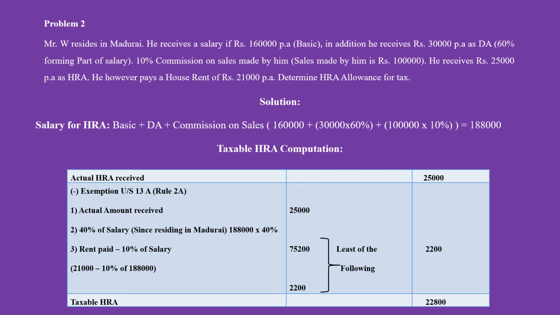The third condition given is rent paid minus 10% of salary. What is the rent paid? 21,000 per annum minus 10% of 1,88,000. That will be 18,800. So 21,000 minus 18,800 is 2,200. So out of these three conditions, 25,000, 75,200 and 2,200, which is the least? Obviously 2,200 is the least. So you take that to the outer column. From the actual amount received 25,000, the exempted amount that we have found out is 2,200, minus that you will get 22,800. This is going to be your taxable HRA.